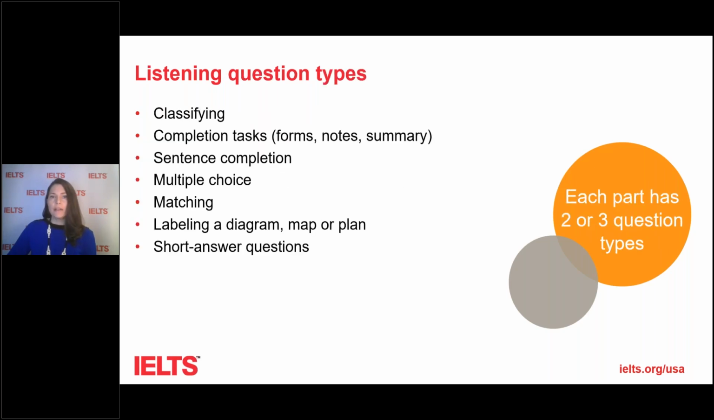Each part has 2 or 3 question types. So if you remember, each part will have 10 questions. So you might have 5 questions that are classifying, and then 5 questions that are multiple choice. So these are a variety of different question types that you might be asked, and we'll take a look at a few of them so you can see what they look like.